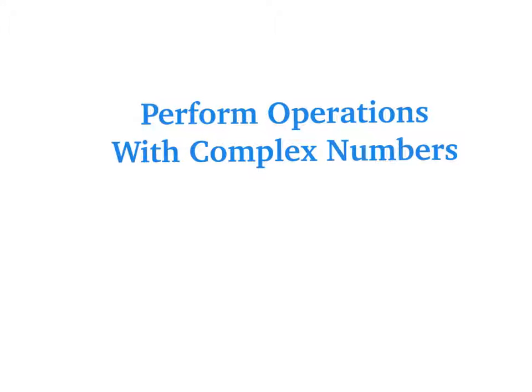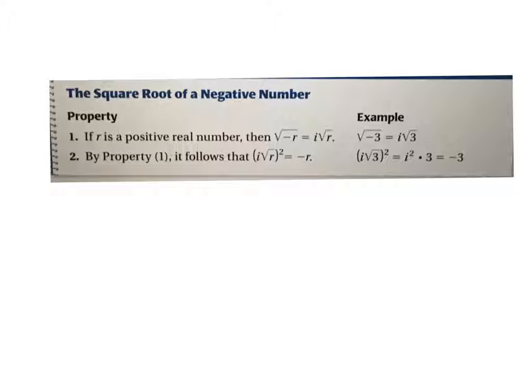All right, guys, today we're going to perform operations with complex numbers. Complex numbers are numbers that have an imaginary portion, so you're going to see a lot of little i's today. First of all, the square root of a negative number. That's where imaginary numbers come from.